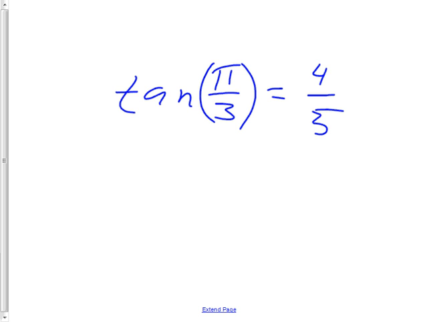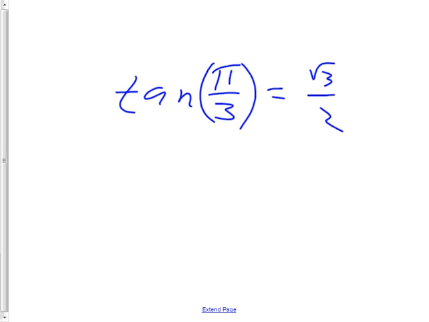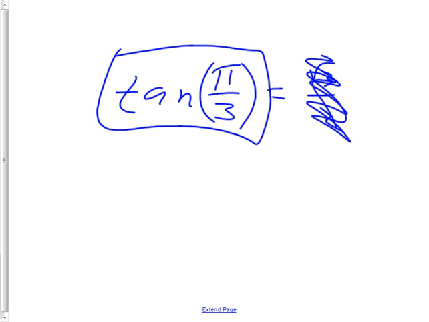Except tangent of pi/3 isn't that, it's √3/2. Okay, anyway, no, it's not tangent. The last one was incorrect, but the point was that if they've given me the angle, then I obviously will give them back the sides. All right, moving on. Let's go to the back side, do some of those.